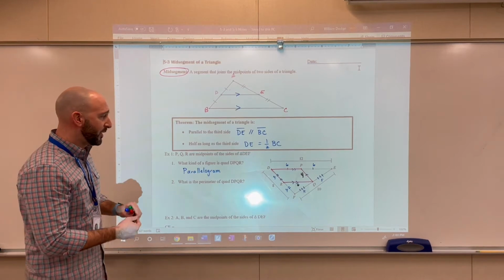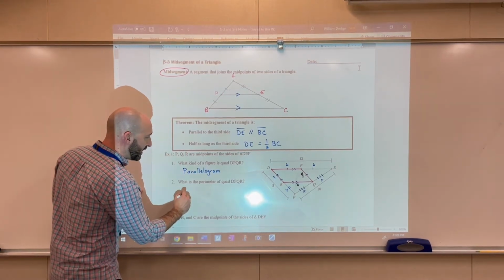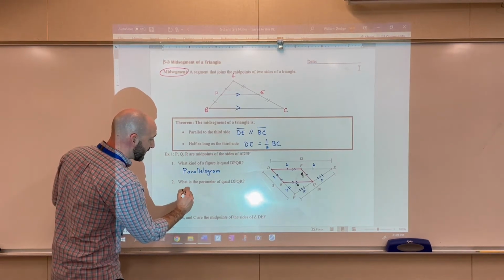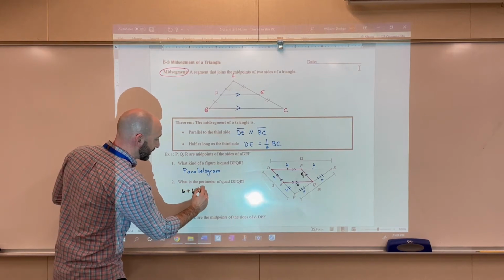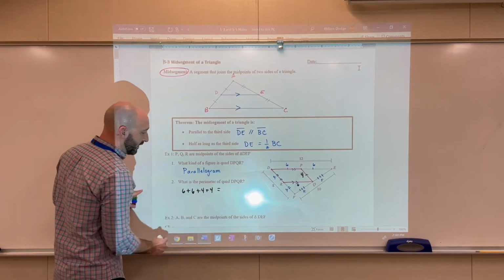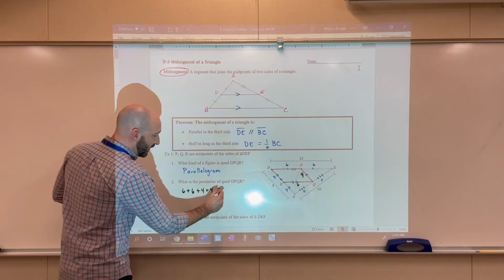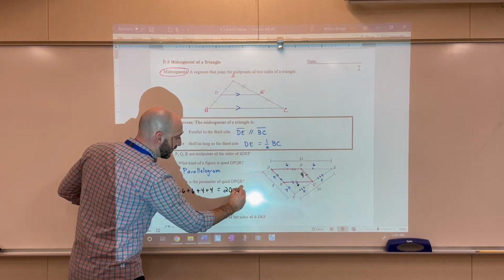So what is the perimeter? The perimeter of DPQR would have to be 6 plus 6 plus 4 plus 4. So it looks like that would equal 20 units.